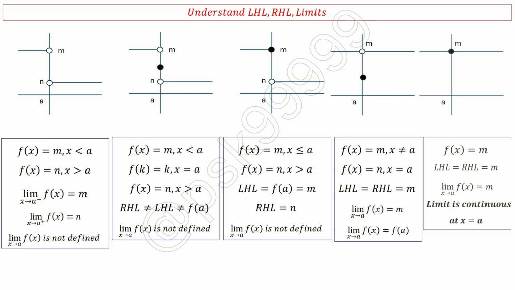Now the last one, where we have LHL equal to RHL, and which is equal to f of a, f of x equal to m for x equal to a. And the limit exists, so this is called continuous. You should have a limit existing at that point, and then at that point the limit also should be equal to the function value at that point, that is f of a. So this is what is continuous. This is the case we are going to discuss mostly in this video.